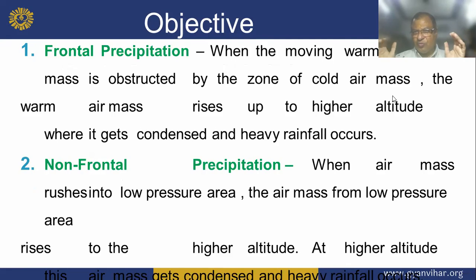In frontal precipitation, the moving warm, moist air mass is obstructed by a zone of cold air mass, and the warm air mass rises up to a higher altitude, where it gets condensed and heavy rainfall occurs. In non-frontal precipitation, air mass rushes into a low pressure area from the high pressure area.